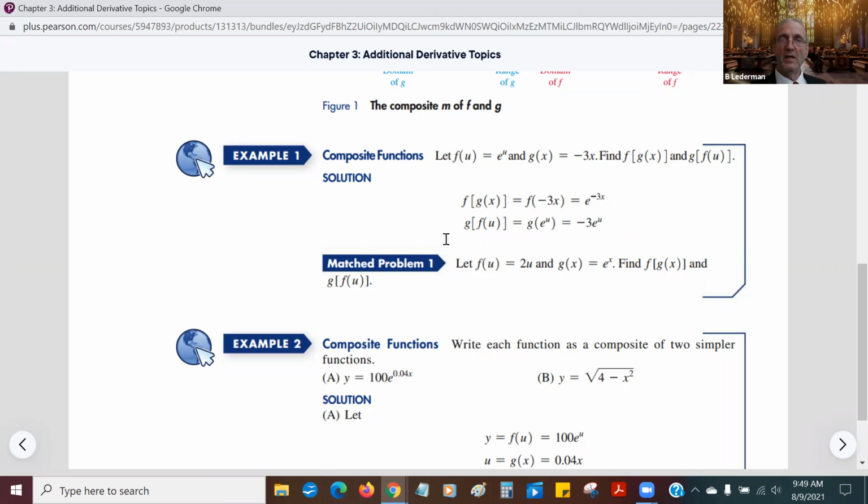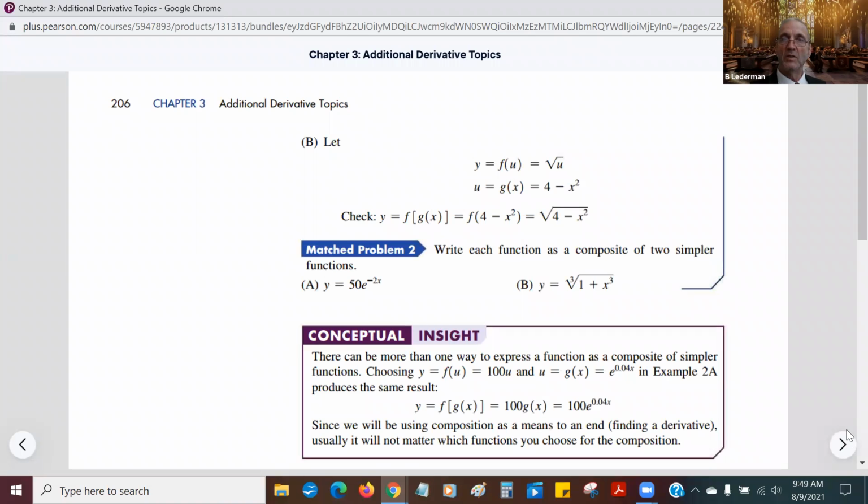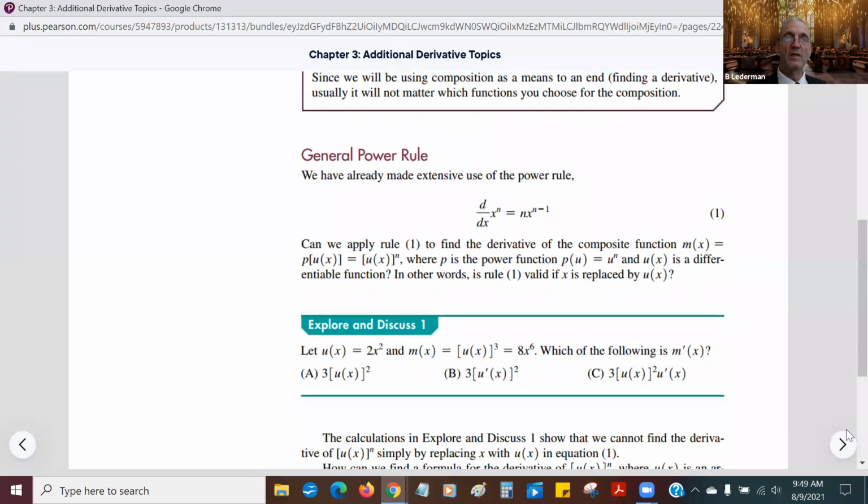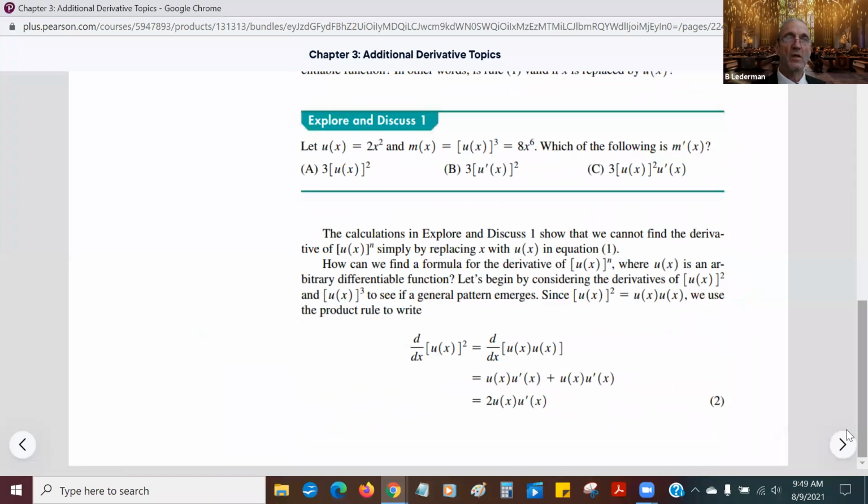Anyway, let's get to some actual calculus here. Okay, I want some calculus now. That's what I want. I want calculus.